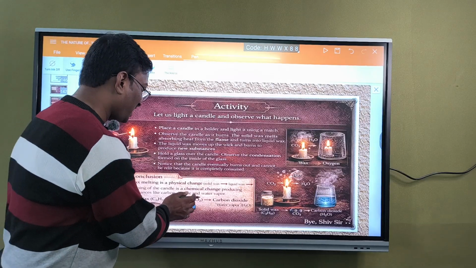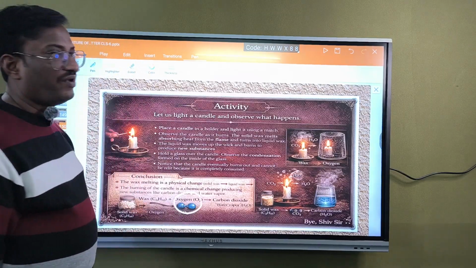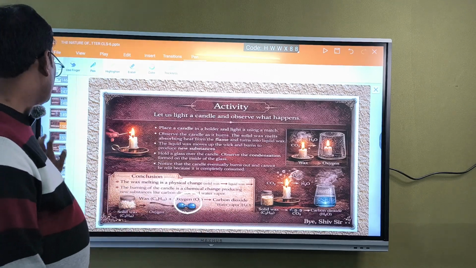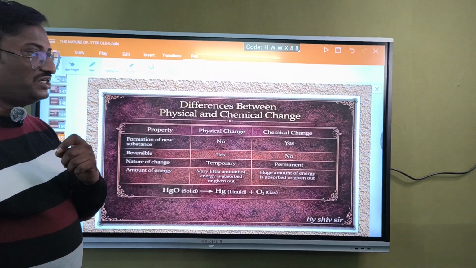Oxygen. Wax reacts with oxygen here. Candle wax reacts with oxygen to form carbon dioxide and water vapor. A little bit of moisture will be there.